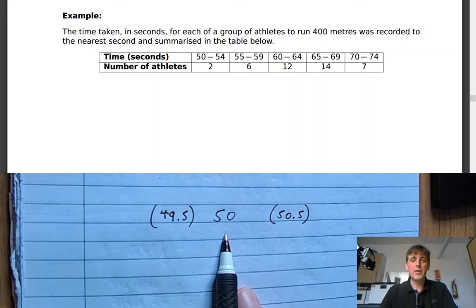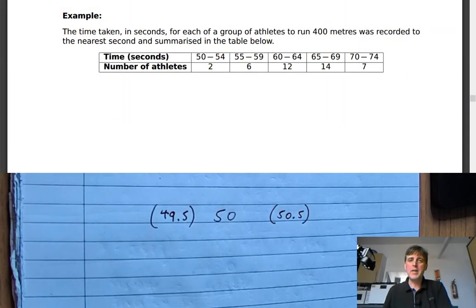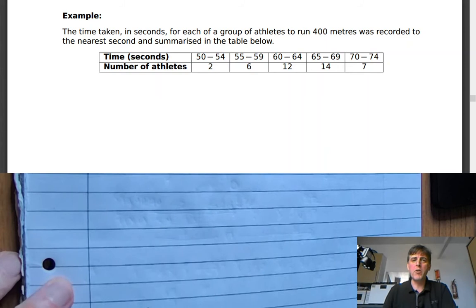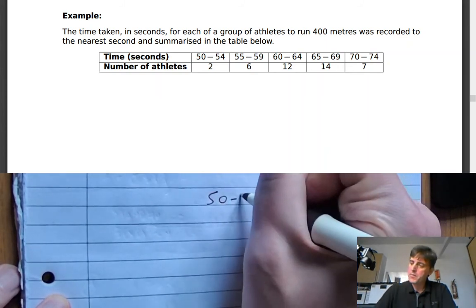And it's important we understand that that's the situation when we are presented with data in a grouped frequency table a bit like this, particularly continuous data. So here's an example where we're looking at these athletes running these 400 meters. We've recorded their times to the nearest second, and it's been summarized in the table below. So we need to be really, really clear what this table is telling us. Let's just focus on one of these groups here. Let's look at the 50 to 54 group here.